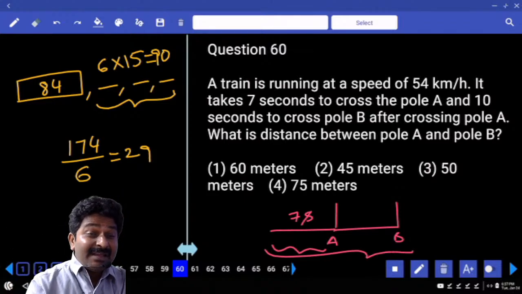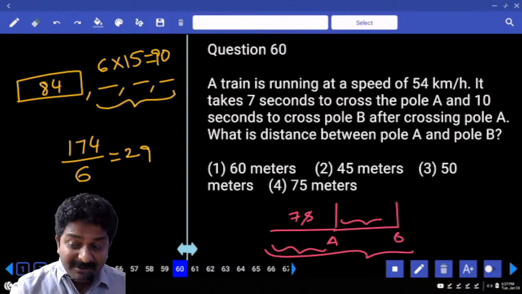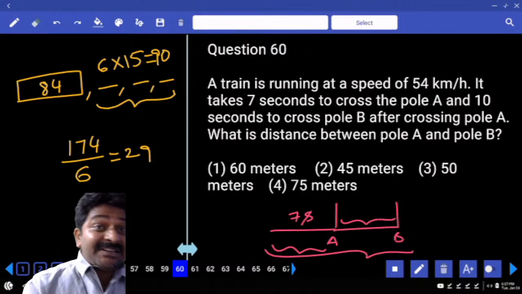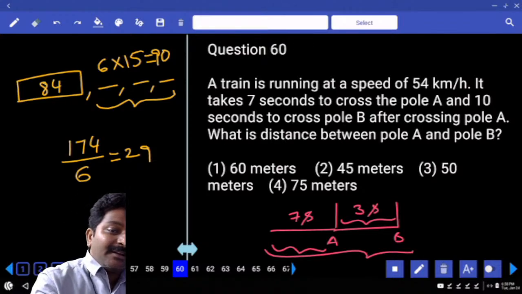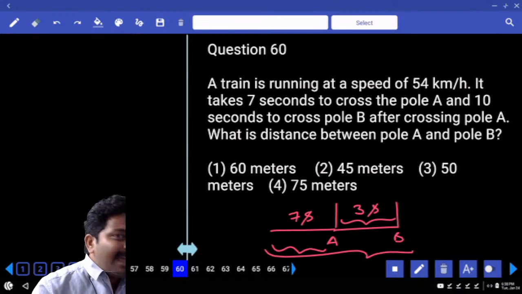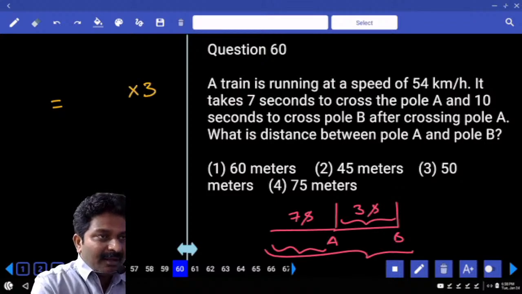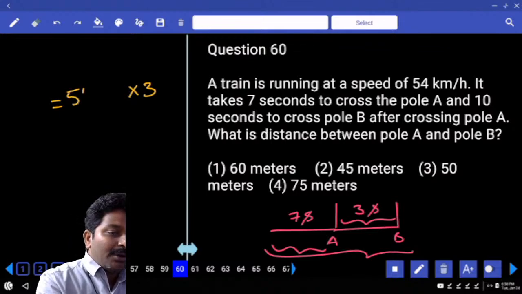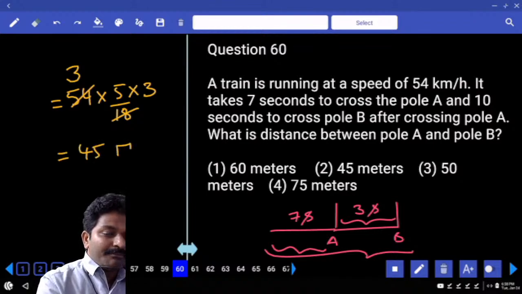Then the gap between A and B, there is some distance, right? So to cover the gap between A and B, how much time is it taking? 3 seconds. Then only 7 plus 3 becomes 10 seconds, correct? When we are asked to calculate the distance between A and B, distance is equal to speed into time. A to B, how much time is it taking? 3. And speed 54 kilometer per hour should be converted to meter per second: 5 by 18. 18, how many times? 3 times. 3 into 5, 15. 15 times 3 is 45 meters.